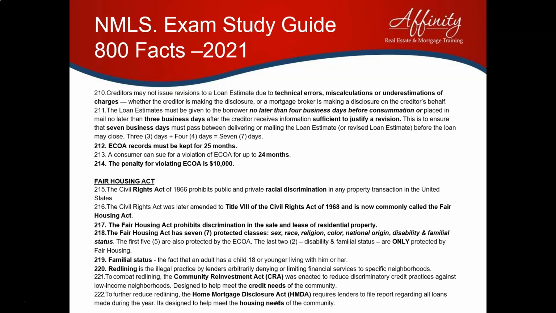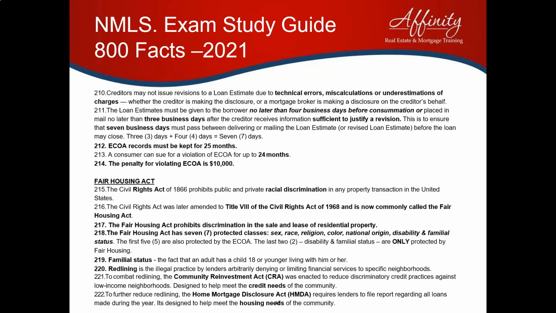I want to talk about the Fair Housing Act. The Civil Rights Act of 1866 prohibits public and private racial discrimination in any property transaction in the United States. That was the beginning. The Civil Rights Act was later amended to Title 8 of the Civil Rights Act of 1968, and it has morphed again and is now commonly just called the Fair Housing Act.